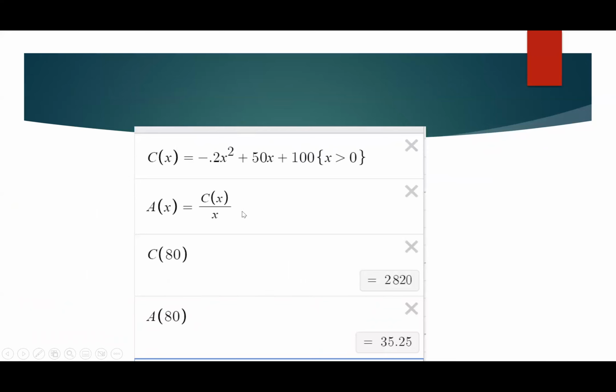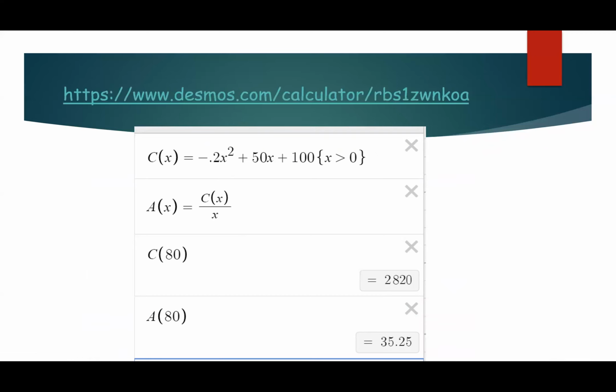So here's the cost function. Here's the average cost function. The cost for 80 chairs is $2,820. The average cost for 80, we would just put in an 80 right here, and we get $35.25. Now, I made a helpful guide for you because I am nice.